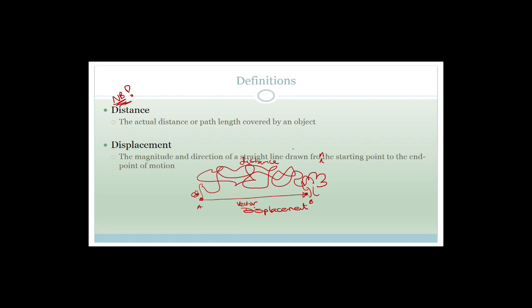So the distance is the scalar and it's the actual distance or path length covered, whereas the displacement is the magnitude and the direction. So in this case, again, we'd give a bearing. We would say, well, that looks like about 89 degrees. So we'd say it is so many meters on a bearing of 89 degrees. You always have to give a direction when we're talking displacement.